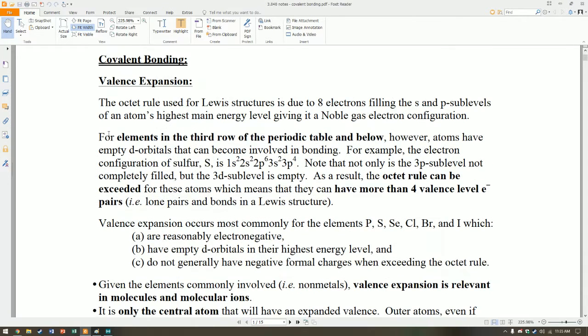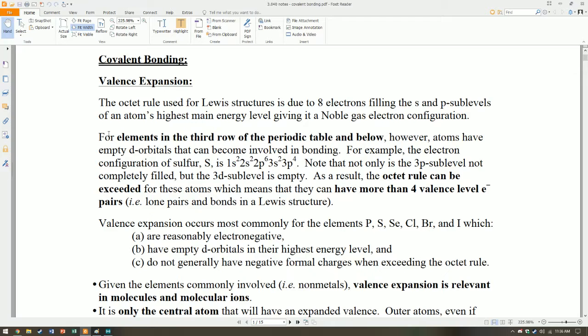The octet rule used for Lewis structures is due to 8 electrons filling the s and p sublevels of an atom's highest main energy level, giving it a noble gas electron configuration. However, for elements in the third row and below, there are 3 sublevels, s, p, and d, and the d orbital normally does not take part in bonding. However, it actually can, and as a result we get what are called expanded octets.